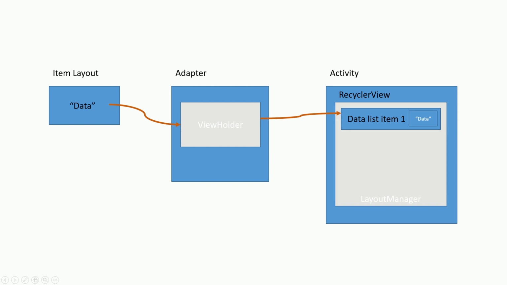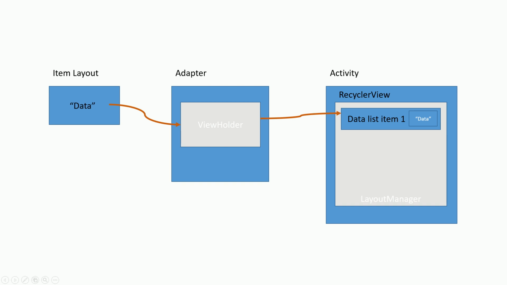All right. So our view holder, on the other hand, uses this data and draws this data to be displayed on our activity. To do that, it uses the adapter. So the adapter is the intermediary between the data and the view holder.